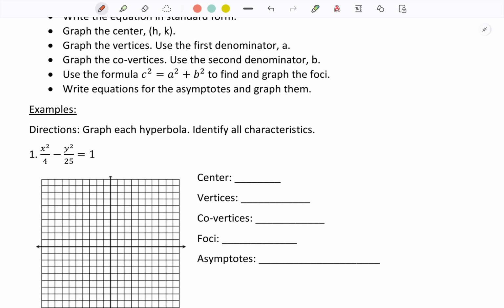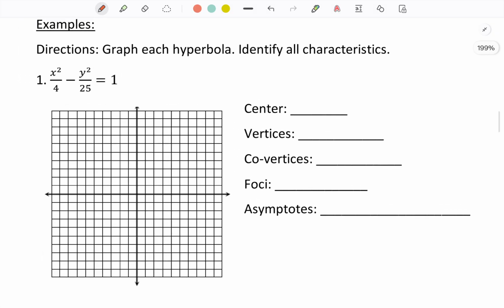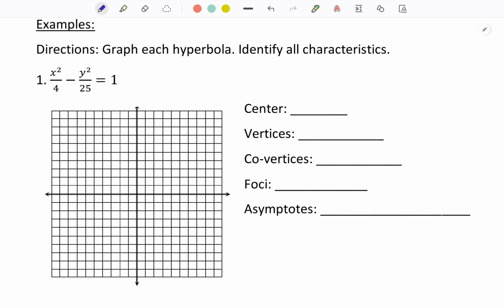So let's go ahead and look at our first hyperbola. We have x squared over 4 minus y squared over 25 equals 1. So our center is going to be (0, 0).